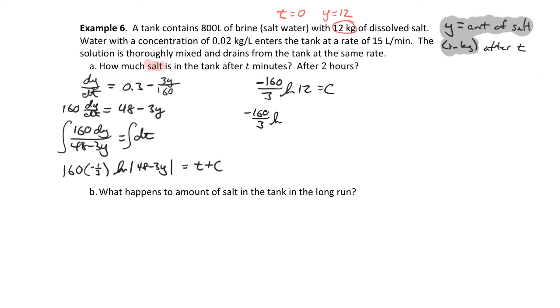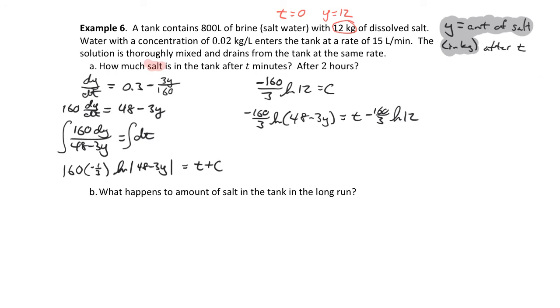If we rewrite all this together, we end up with negative 160 over 3 times the natural log of the absolute value. Now I'm actually going to take away the absolute value. Let me explain why. We'll have 48 minus 3y equal to t plus this awful thing, negative 160 over 3 natural log of 12. The reason I can remove the absolute values is that when we substituted 12 in for y, we ended up taking the natural log of a positive number, and so we may assume that it's always positive.